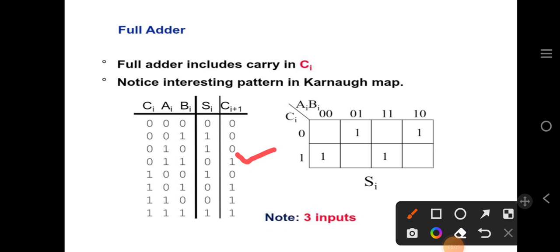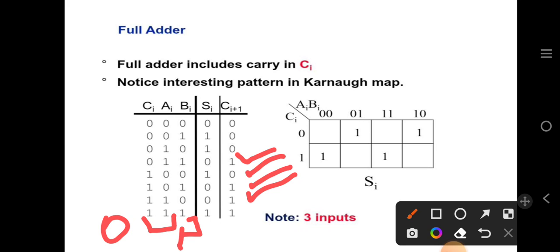Now 1 plus 0 plus 0 is 1, carry 0. 1 plus 0 plus 1 means 1 plus 1 is 0, carry 1. Now 1 plus 1 plus 0: 1 plus 1 is 0, carry 1. Now 1 plus 1 plus 1. Consider this: 1 plus 1 is 0, carry 1. Now this carry bit plus this 1, so 1 plus 1 is again 0, carry 1. So the output will be sum 1 and carry 1.